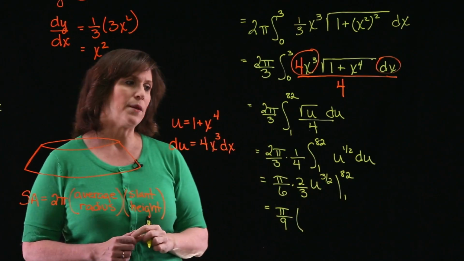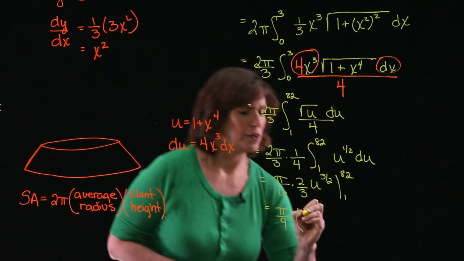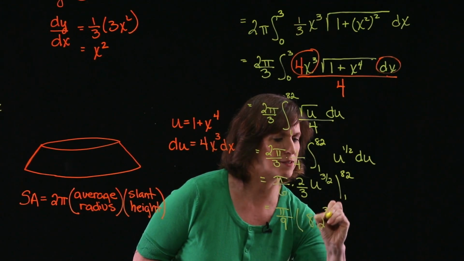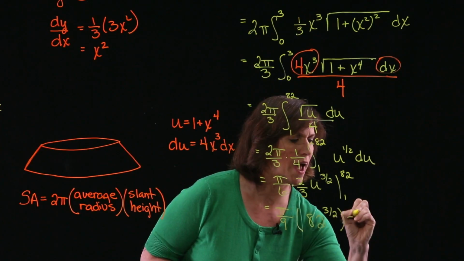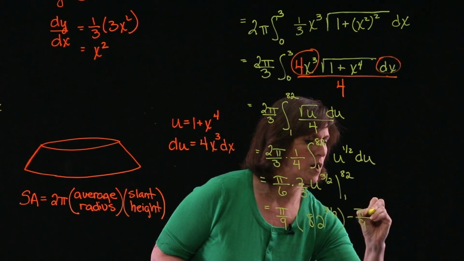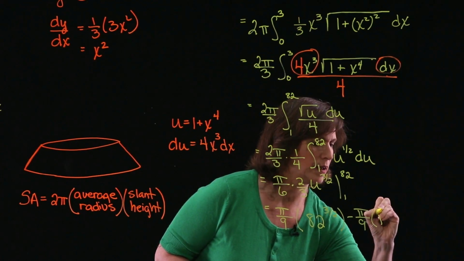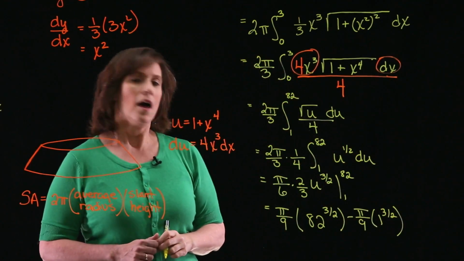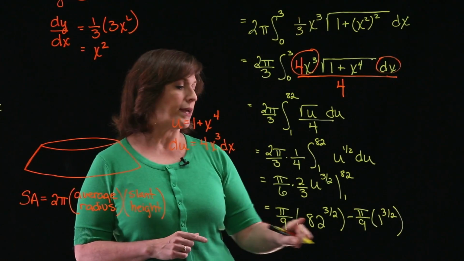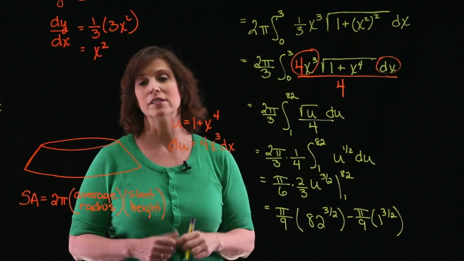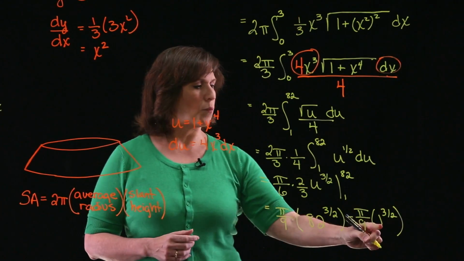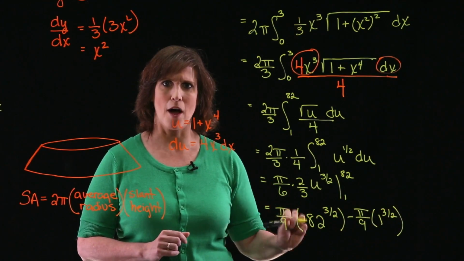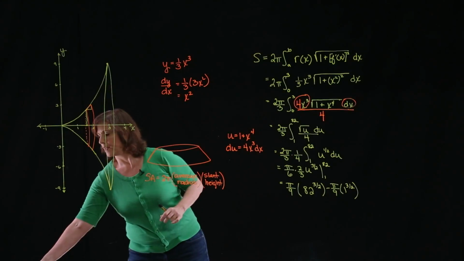And now I have to evaluate what happens when u is 82. So this will be 82 to the 3/2 power. And then I'll subtract what happens when I plug in 1 to the 3/2 power. Okay, at this point, 82 to the 3/2 power is not going to be a simple integer. 1 to the 3/2 is just 1, but I think I'm going to pull out my calculator to get an approximation for this value.